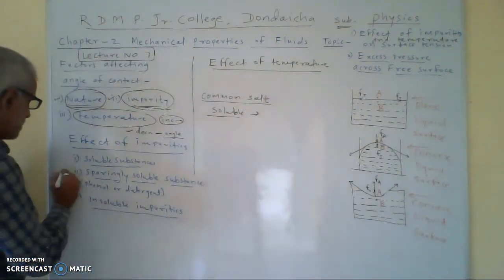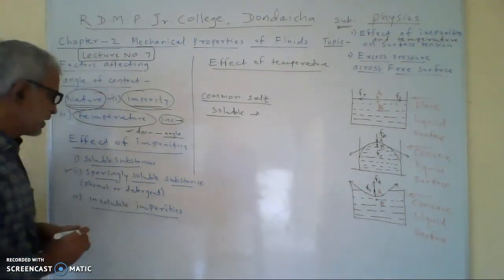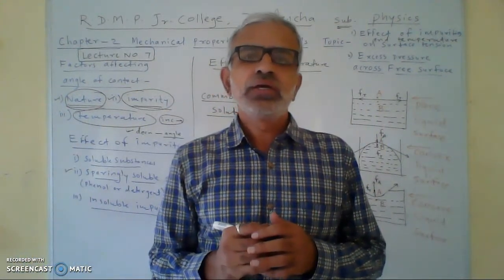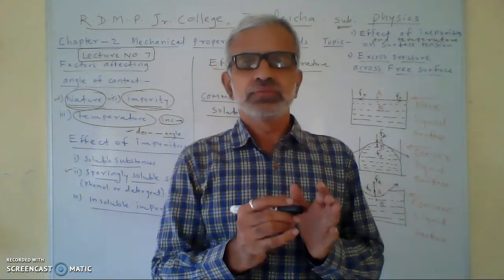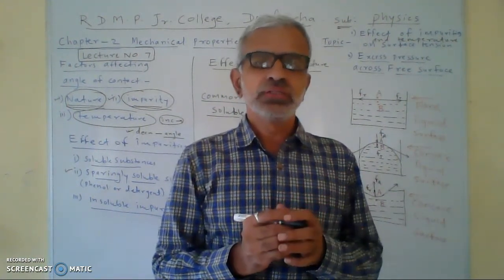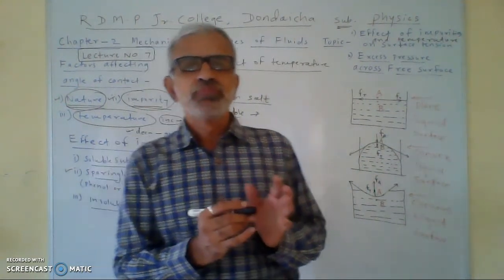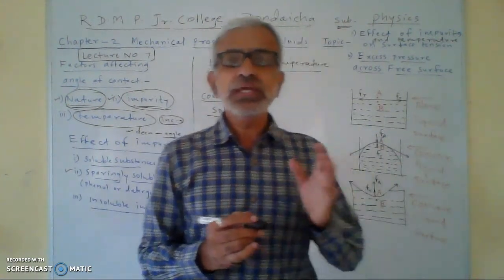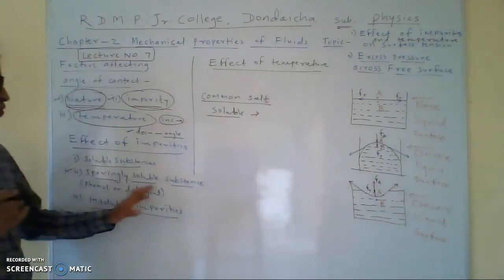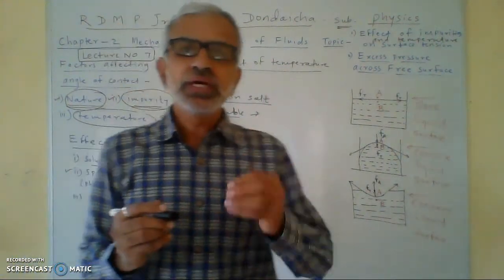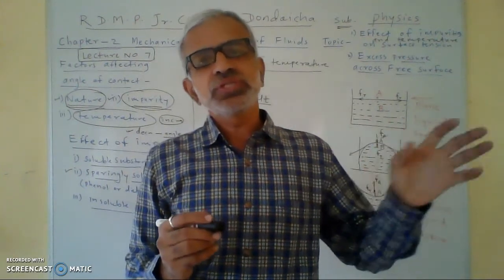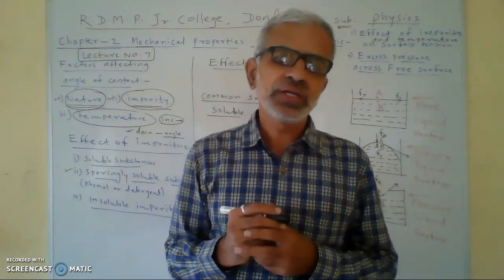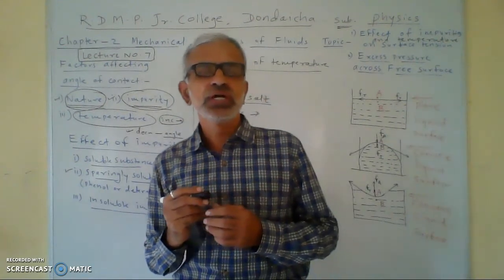Then if a sparingly soluble substance is added in the liquid, means if you take water and in water detergent is added, for example detergent powder used for washing clothes is put in water, if we add the sparingly soluble substance in the liquid, then it will decrease the surface tension. There will be a decrease in the surface tension. So this is the second effect of the impurity on the surface tension.